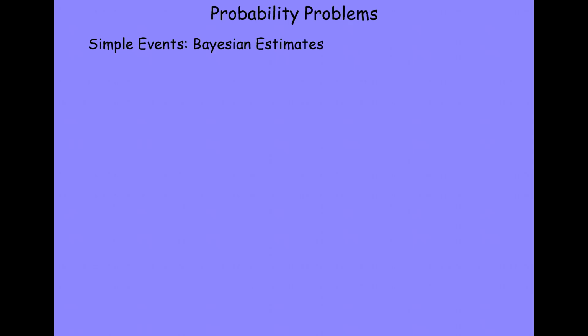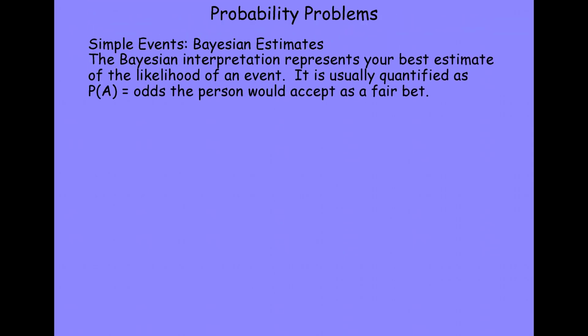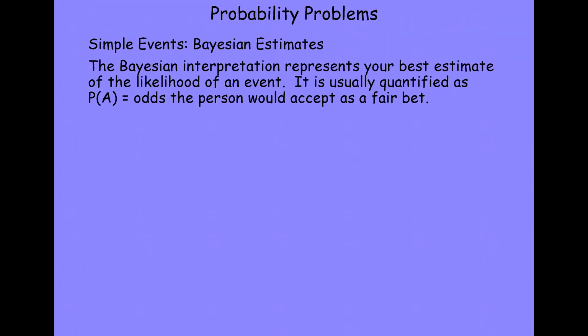Finally, we have the Bayesian interpretation. Now, the Bayesian interpretation represents your best estimate of the likelihood of an event, and it's usually quantified as the probability being expressed as the odds that you would accept as a fair bet.